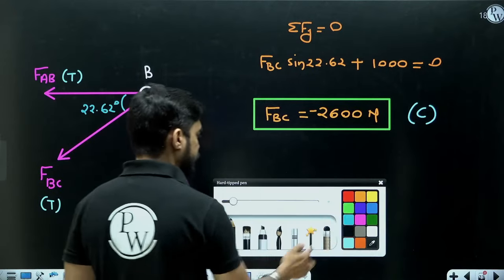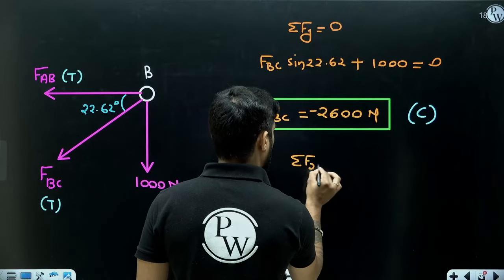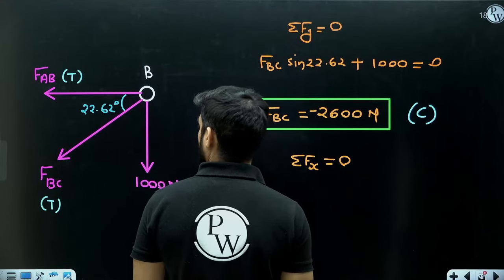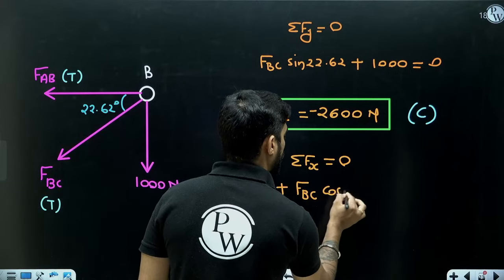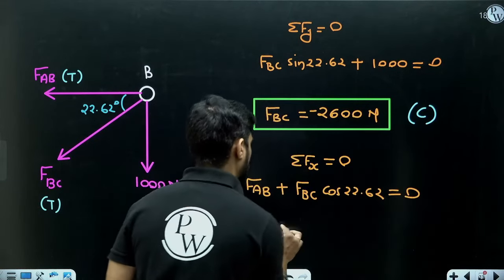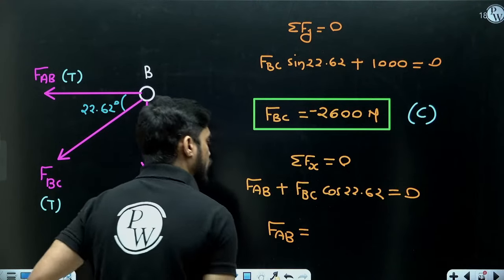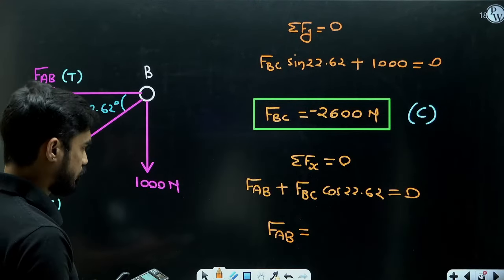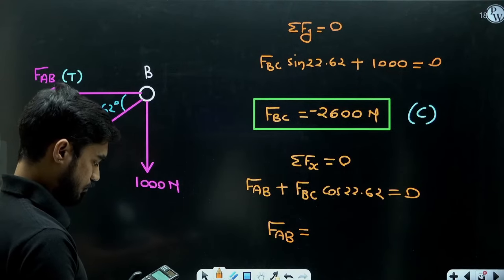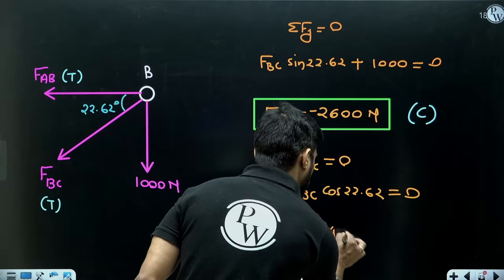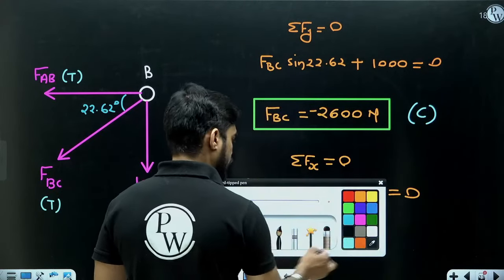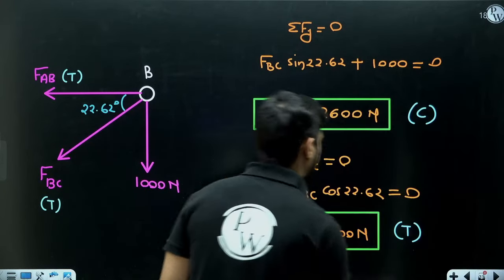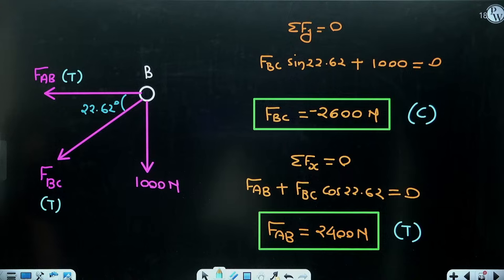Then summation of Fx equals to 0. What will it give you? FAB plus FBC cos 22.62 equal to 0. So from here, you will get the value of FAB. I am getting almost 2400 Newton. And you can see that this is positive, so it will be tensile. Okay, so we have calculated FAB, FBC.